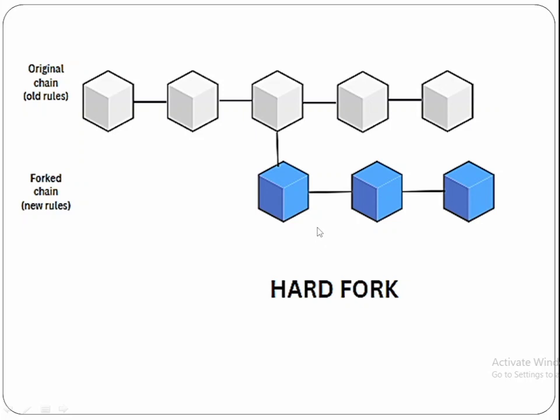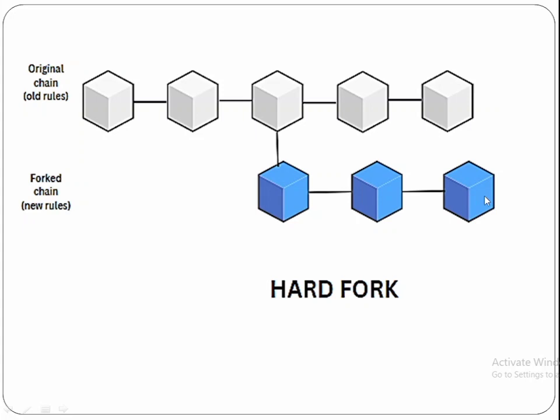Suppose in the original chain, that is in the old rules, the block size is 8 MB. For the new rule, I want to reduce the block size from 8 MB to 6 MB. Then there will be a permanent fork, and the blockchain will accept only blocks with the size of 6 MB. It will no longer accept blocks of 8 MB after the fork. The best example for the hard fork is Ethereum Classic and Ethereum 2.0. After the fork, Ethereum is divided into two parts, that is Ethereum Classic and Ethereum 2.0.